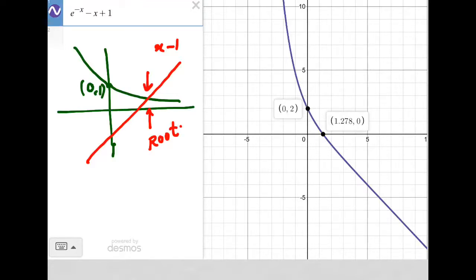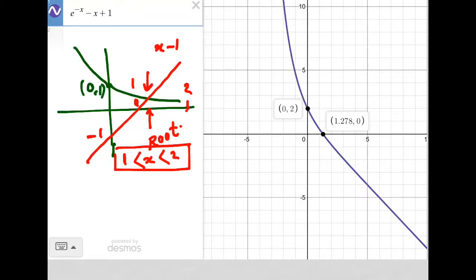And this point here is minus 1, and all we know is that the root would be between x equal to 1 and x equal to 2.